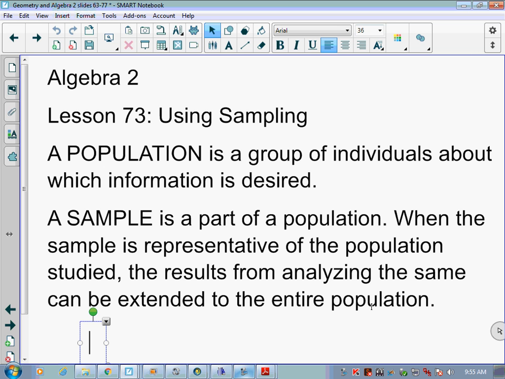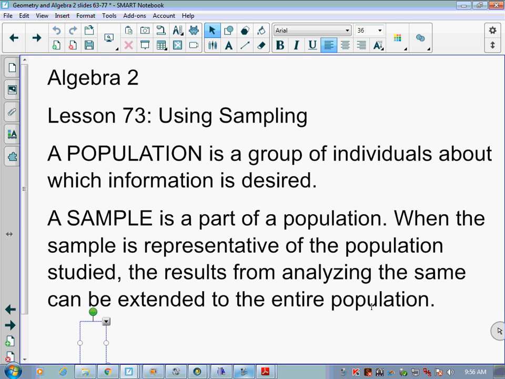First thing we want to talk about is what a population is. A population is a group of individuals about which information is desired. If I want to know something about the boys at Milan C2, there's a population of boys, there's a population of girls, there's a population of freshmen, sophomores, juniors, seniors, right? There's a population of football players, softball players, baseball players, track runners, and so on. Those are different populations about which I could desire information.